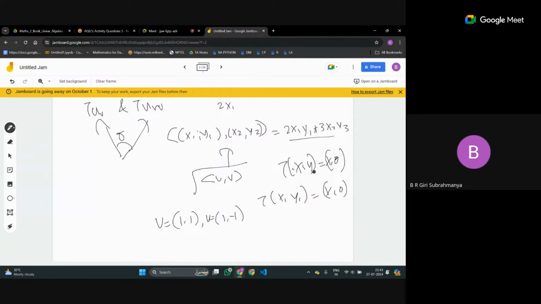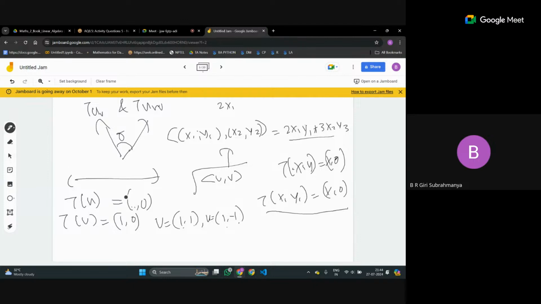Now, this is not an orthogonal transformation. The codomain is R2, but the range is just this one. So what is T of u? T of u is going to be 1 0, and T of v is also going to be 1 0, correct? Because for both 1 1 and 1 minus 1, the linear transformation with respect to this definition is going to be 1 0.